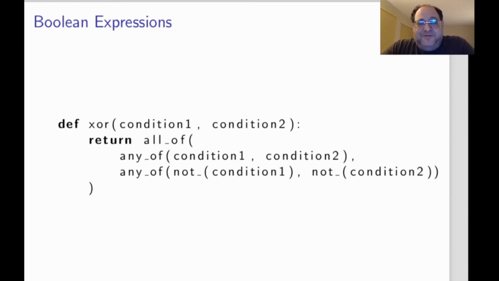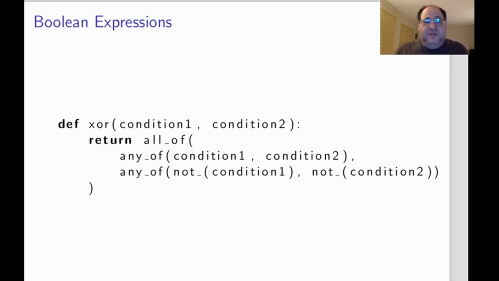But one of the cool things of composability is that you can literally write your own Boolean expression. So you can write an exclusive OR. So let's write a little exclusive OR. It's kind of a fun exercise, right? Where I say exactly one of condition 1 and condition 2 has to be true, right? They can't both be true at the same time.